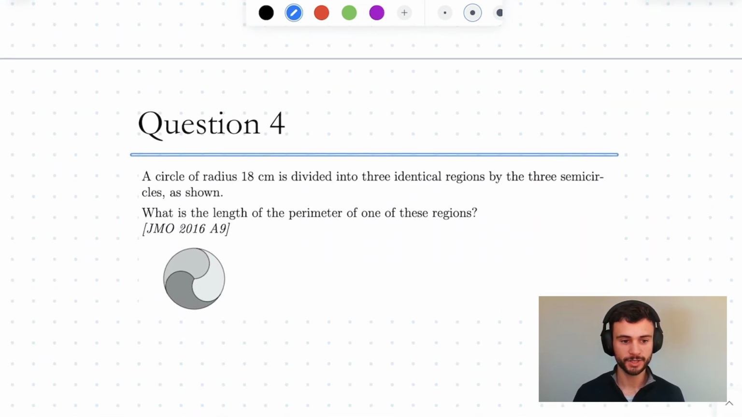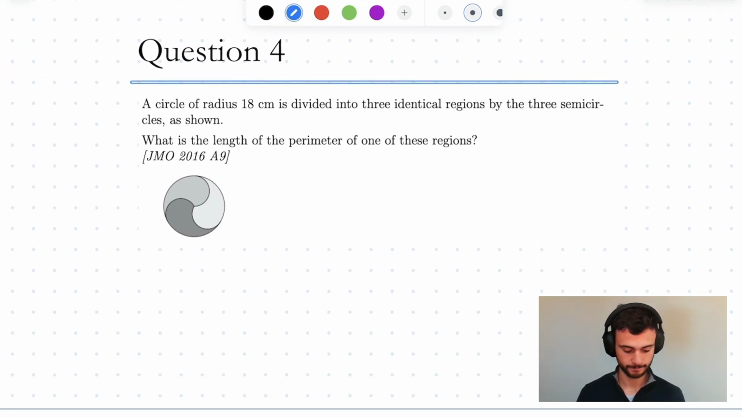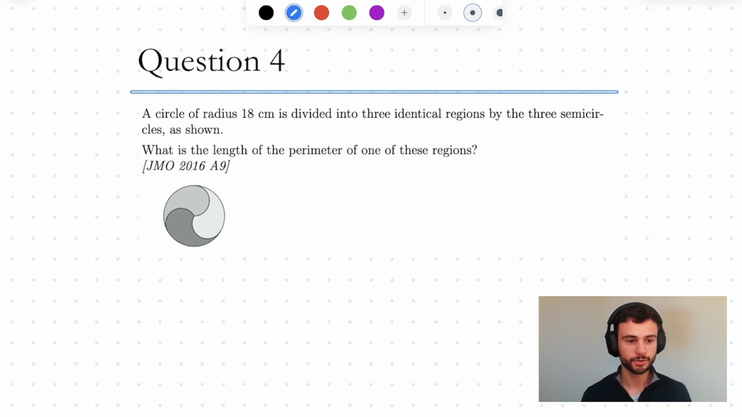And finally, question 4. This one's going to be a little bit trickier. A circle of radius 18 centimeters is divided into 3 identical regions by the 3 semicircles as shown. What is the length of the perimeter of one of these regions? So again, draw the shape, start trying to dissect it, see if there's an easy way to do it. And I'll start going through it now.